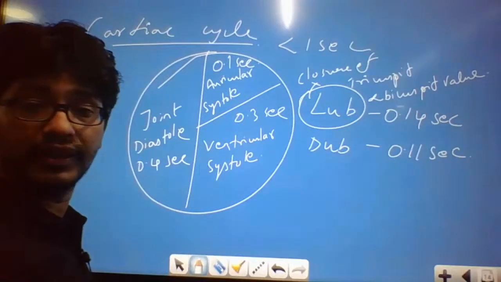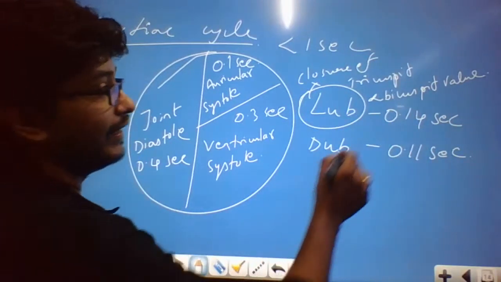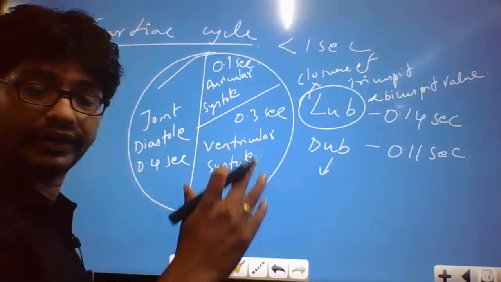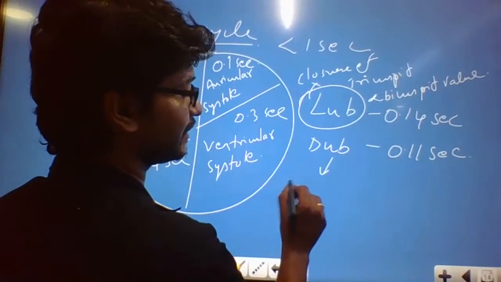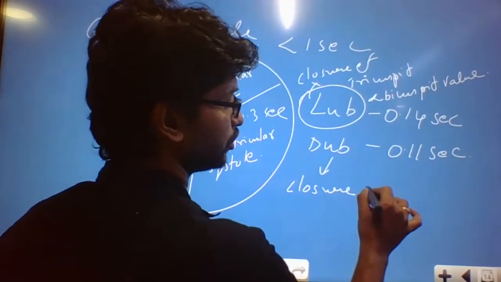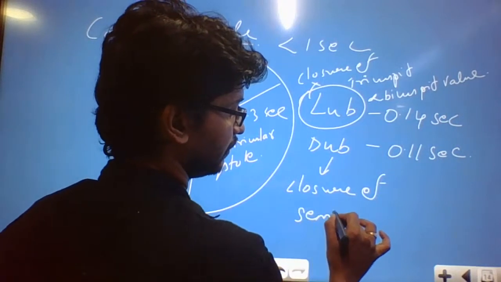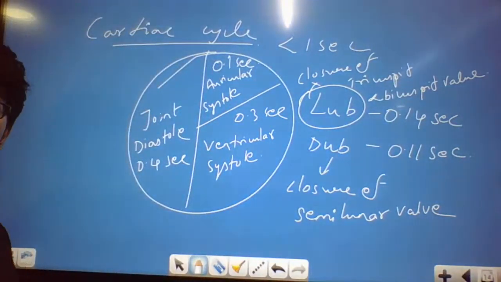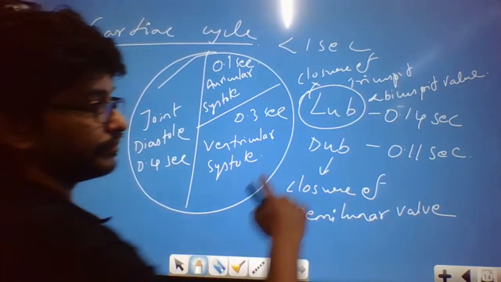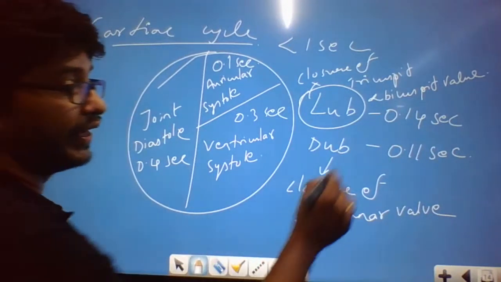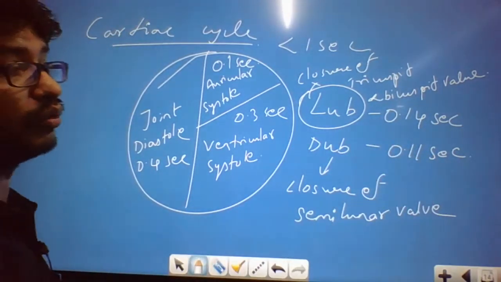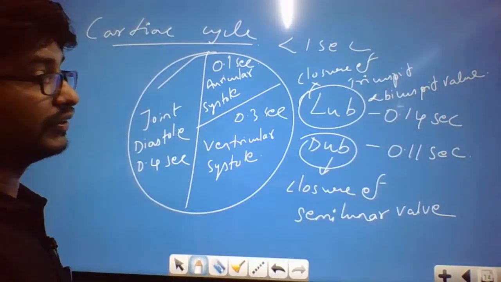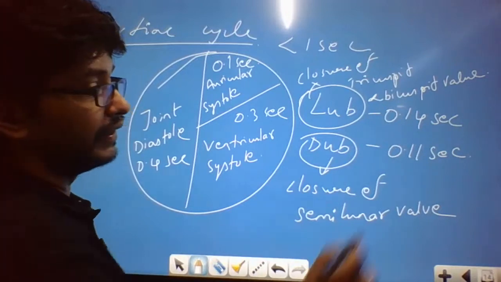The duration of the lub sound is 0.14 second. The dub sound occurs because the ventricle sends blood to the aorta, which has the semilunar valve. The dub sound is due to the closure of the semilunar valve, and its duration is 0.11 second. So the durations you should remember are 0.14 second for the lub sound and 0.11 second for the dub sound.